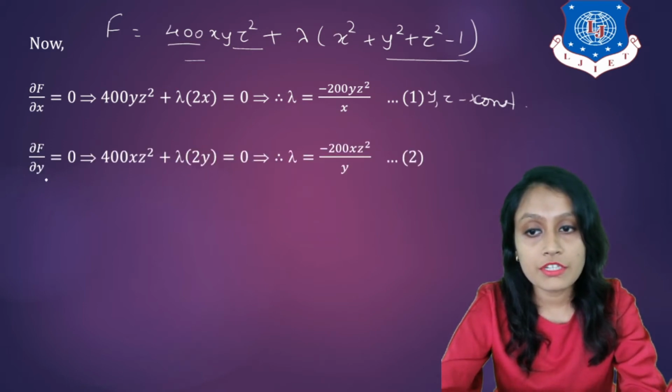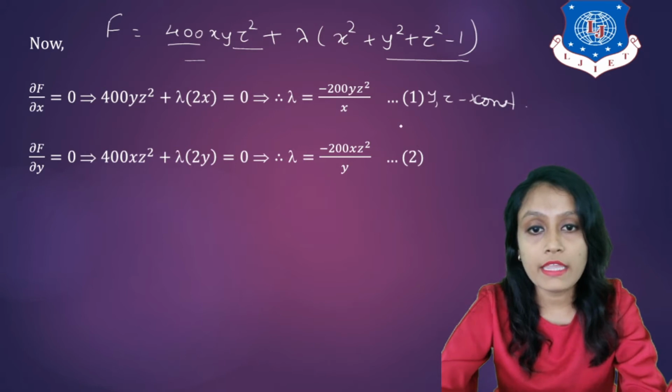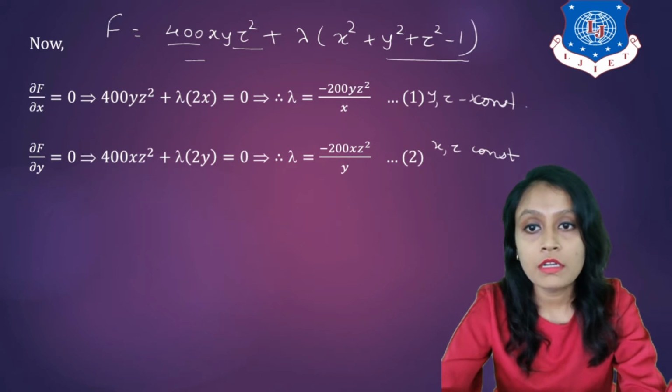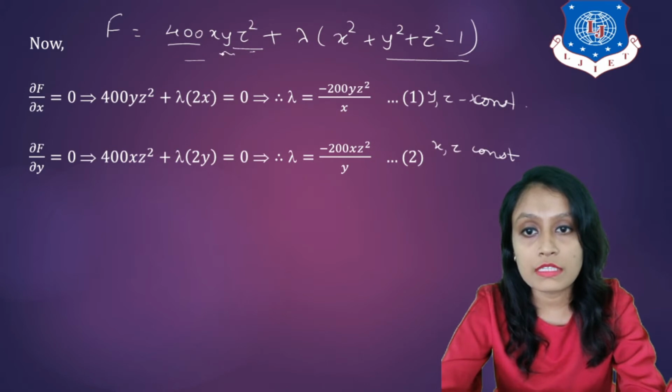Next, differentiate partially with respect to y, keeping x and z constant. So from here we have to keep x and z constant and differentiate with respect to y. This derivative is 1. So here you will get 400 x z square plus lambda into 2y is equal to 0.